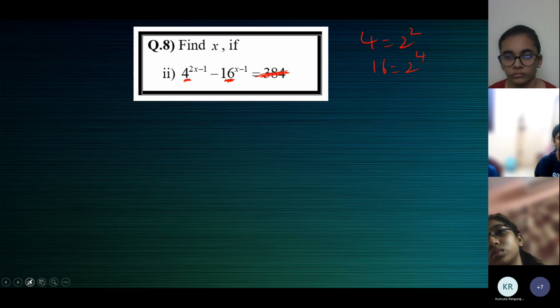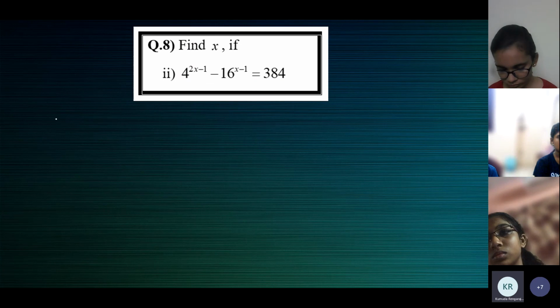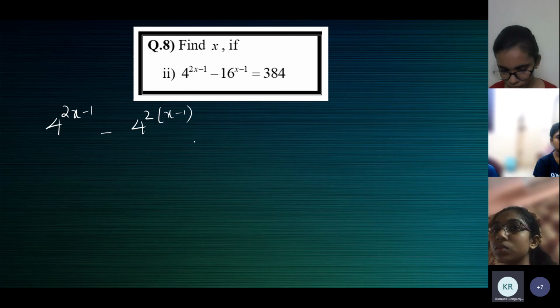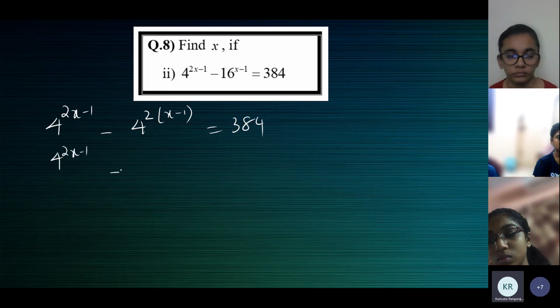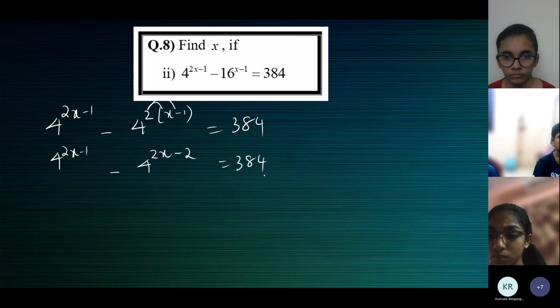Okay. So 4 to the power 2x minus 1 minus 4 squared, 16 is 4 squared, there's also that power x minus 1. So into x minus 1 is equal to 384. 4 to the power 2x minus 1 minus 4, 2 into x is 2x, 2 into minus 1 is minus 2, is equal to 384.